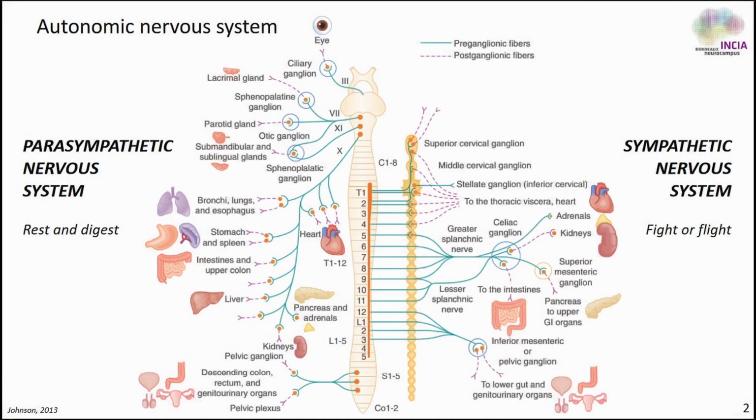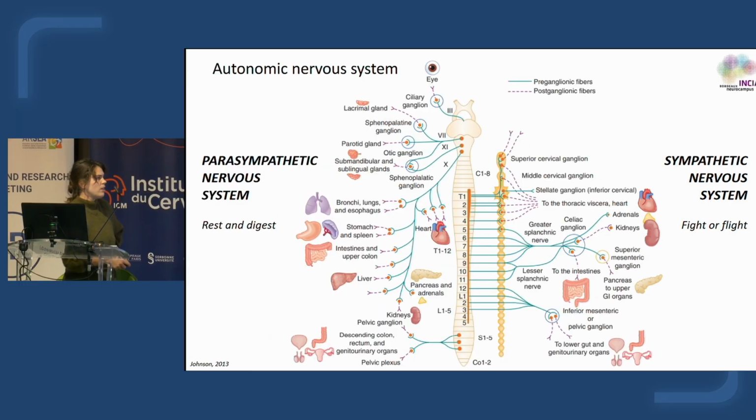The autonomic function is divided in two parts, with the parasympathetic nervous system, located in the brainstem and in the sacral part of the spinal cord, and the sympathetic nervous system, located in the thoracic and lumbar part of the spinal cord. The parasympathetic system is more involved in the body's basal condition, contrary to the sympathetic nervous system that is activated in stress conditions to fight or flight.